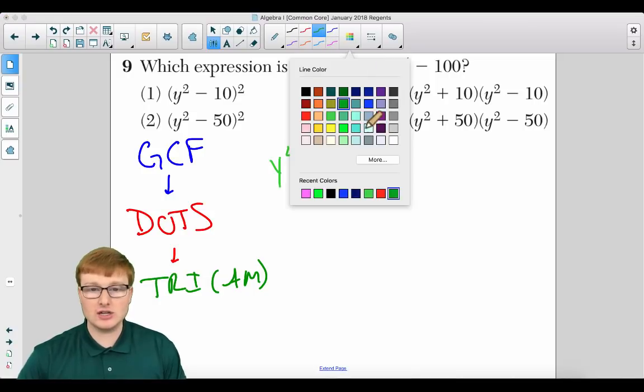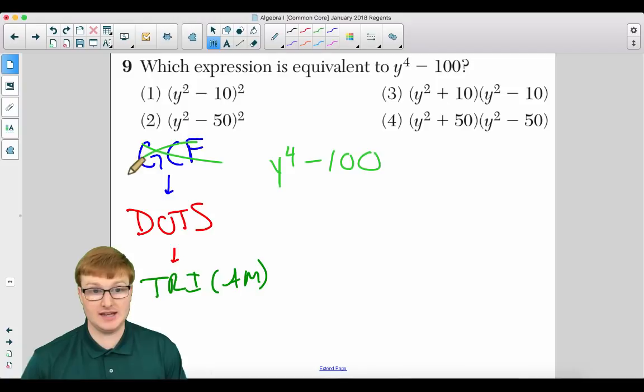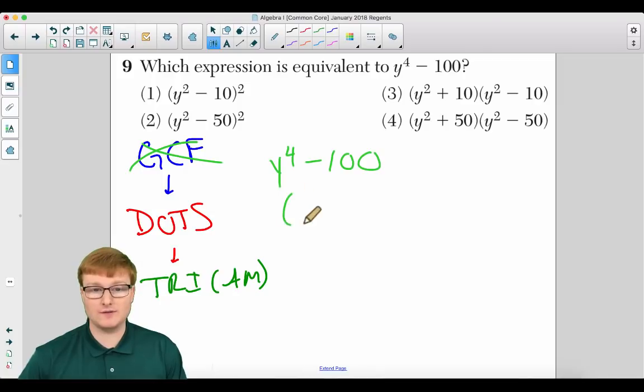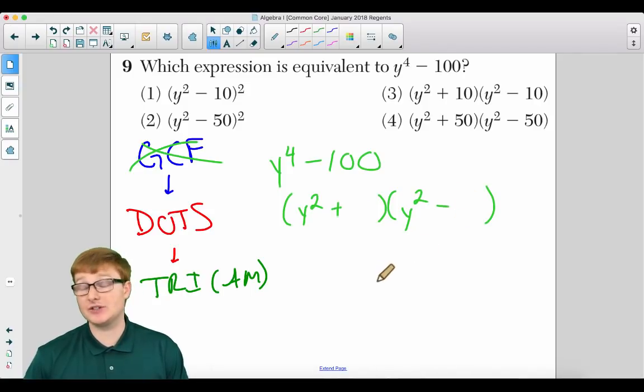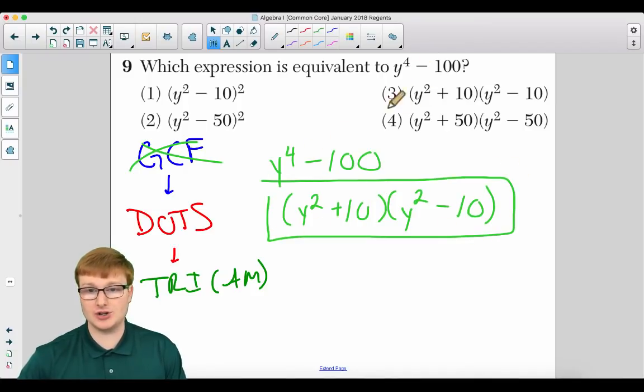Well, as you're looking at this, we know for sure that there is no greatest common factor, so that's out. But there is a difference of two perfect squares, right? We could take the square root of y to the 4th, and we could take the square root of 100, and it's subtracting. Cool. So the square root of y to the 4th is y squared. Set up your double bubble, that's y squared. It's always going to be plus and minus when using the difference of two perfect squares, and the square root of 100 is going to be 10. Ladies and gentlemen, that is your answer. Your answer for this question is going to be choice 3.